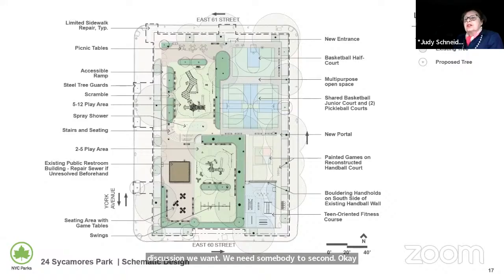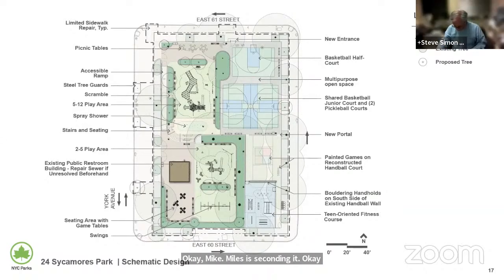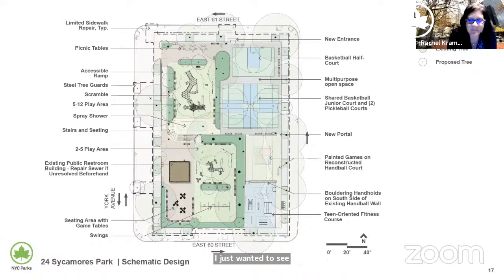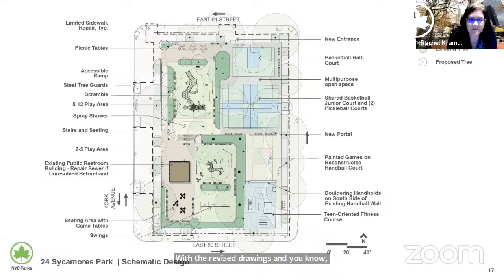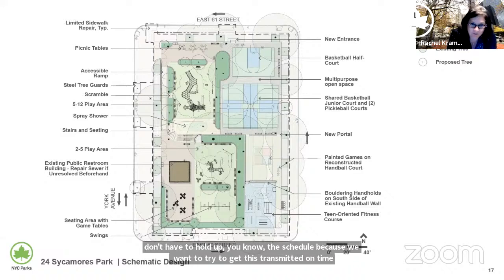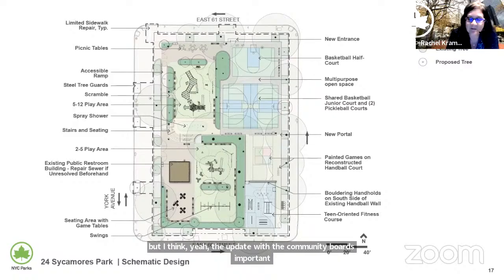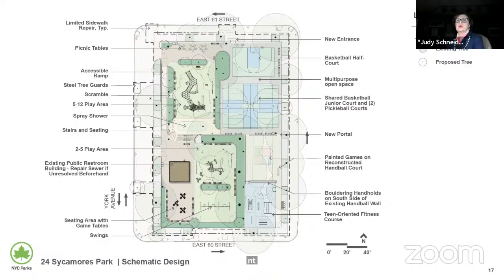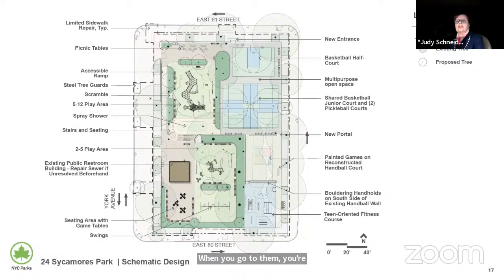Okay, Rachel is next. I just wanted to see, because typically when we get the approval from the community board, we can go to PDC with the revised drawings so that we don't have to hold up the schedule, because we want to try to get this transmitted on time. But I think the update with the community board is important. Okay, in parallel, we'll go to PDC. When you go to them, you're going to use this drawing you're showing us? No, we would make the revisions. You would make the revisions. Okay, fine. That's good. Great. Are you okay with that, Felice?